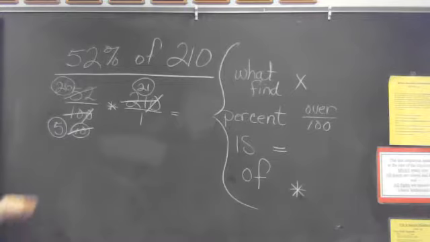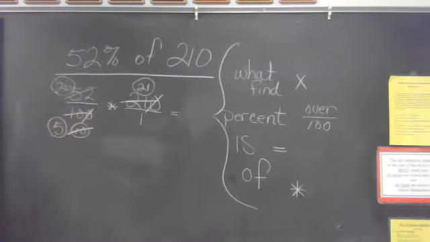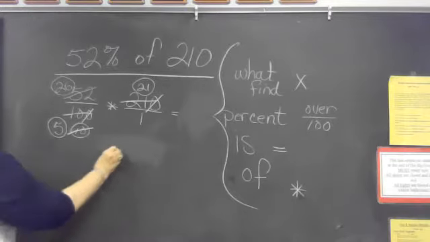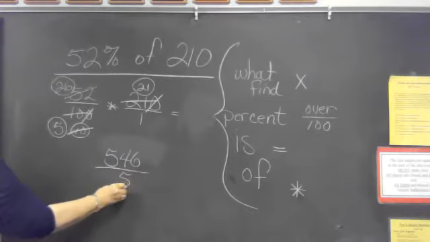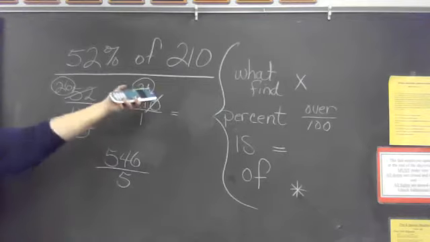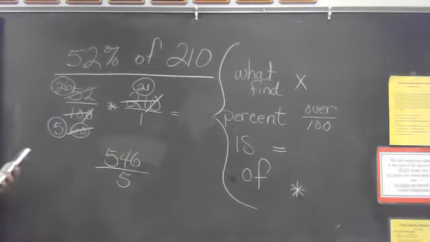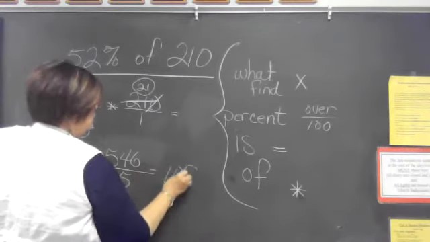So now on top we have 26 times 21, which gives us 546 over 5. If you're doing this by hand, this is much better than that huge one, right? But when you divide this out, believe it or not, you're going to get the same answer.